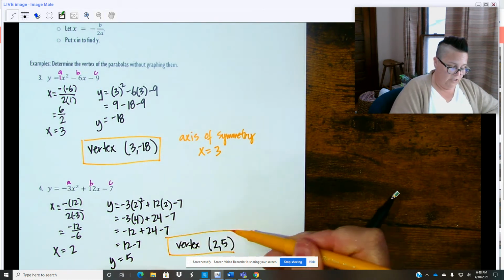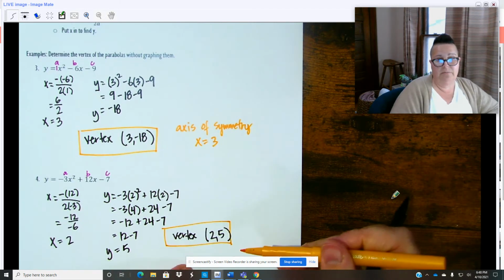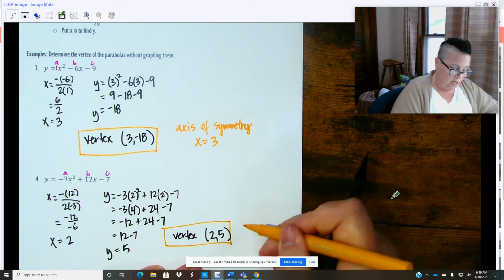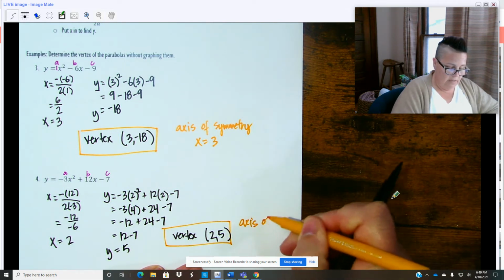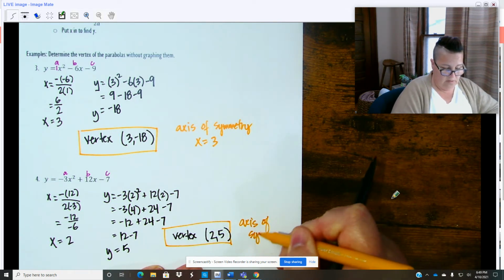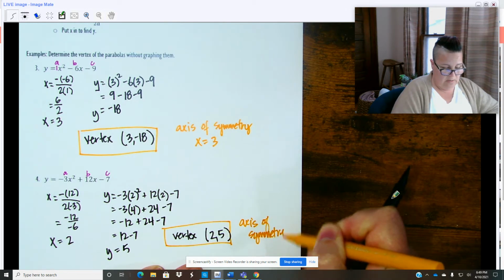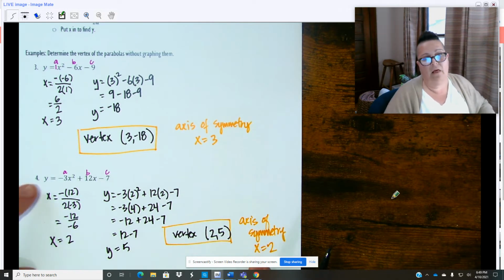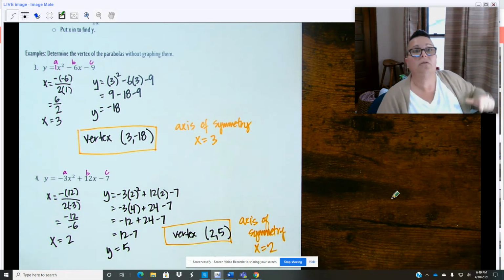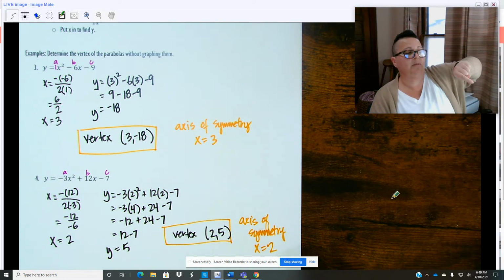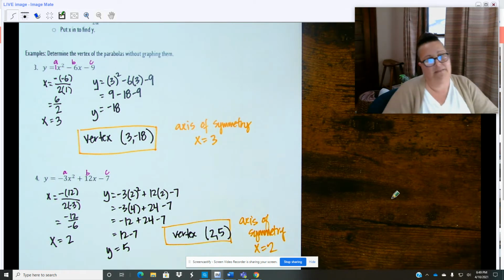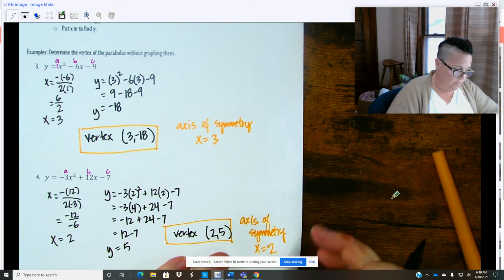The bonus information of this is that my axis of symmetry has to occur in the x value of the vertex. So my axis of symmetry is at x equal 2. What else do I know? Well, that's negative. So this guy opens down. So what that tells me is I'm going to start at the point 2, 5, and my parabola is going to be a frown. That's a down one. Oh, what a downer.